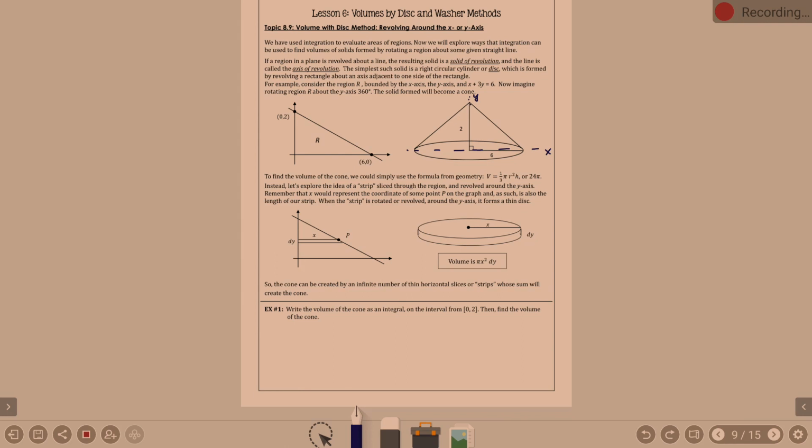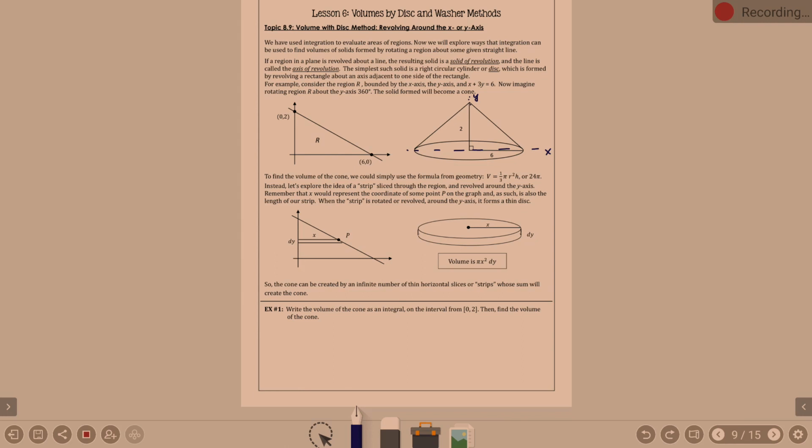Now to find the volume of the cone, by geometry or formula, the formula is 1/3 pi r squared h, or they give us a specific value, 24 pi. We're not going to be using that formula exactly because we're looking at just one strip. A strip is sliced through the region and revolved around the y-axis. This is where it's just a basic cylinder. So when we revolve this one rectangle around, it makes that basic cylinder shape.